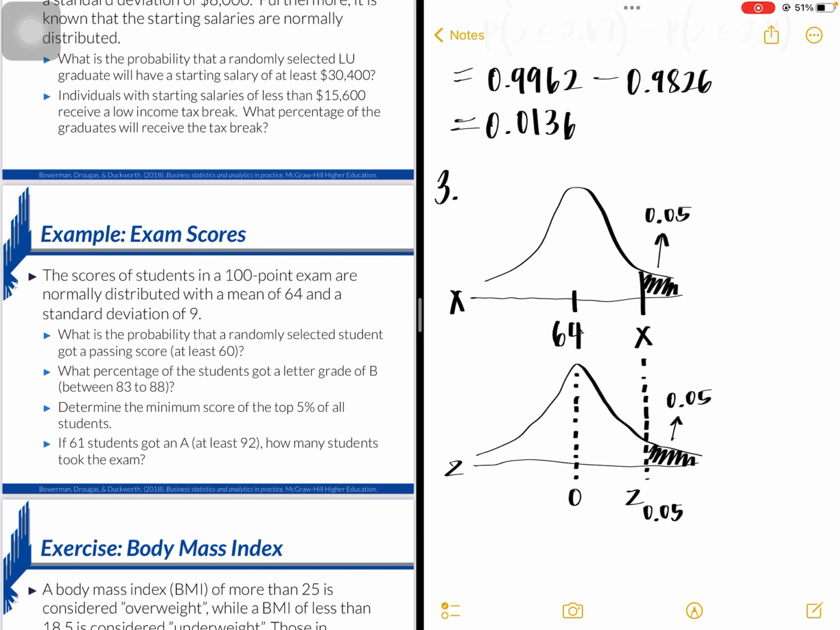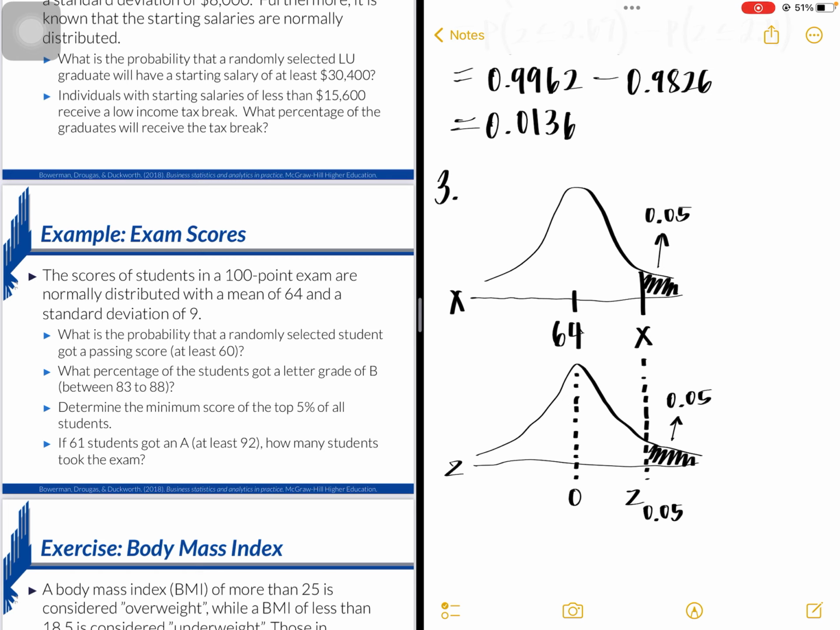Now again, we can easily find this in the standard normal table. So again, there are two ways to do this. You can either look for 0.95, the complement inside the table, or just look for 0.05, but make sure to convert the z-score to positive, because what we're looking for is a positive z-score. So if we search for 0.95 in the table, there is no probability that is exactly equal to 0.95. Instead, what we have are 0.9495 and 0.9505.